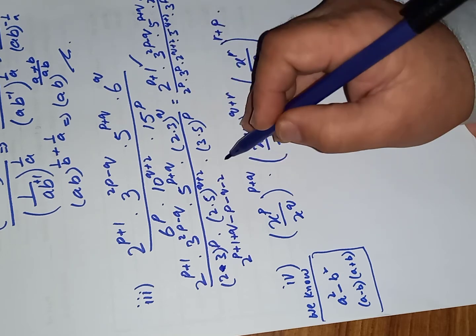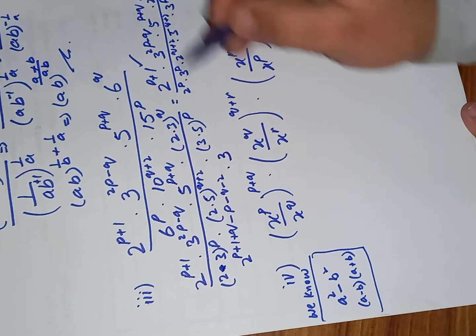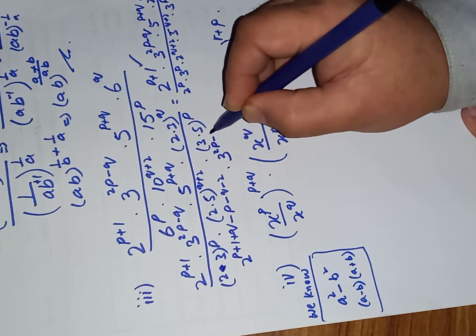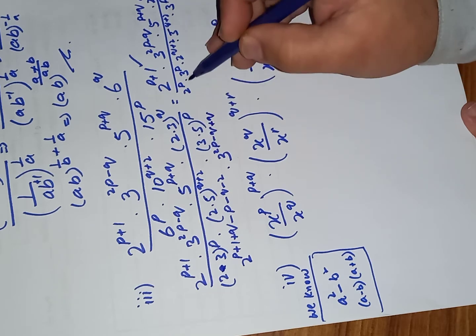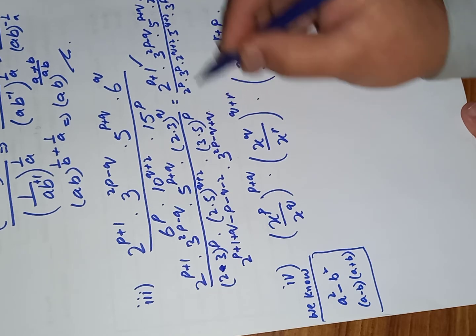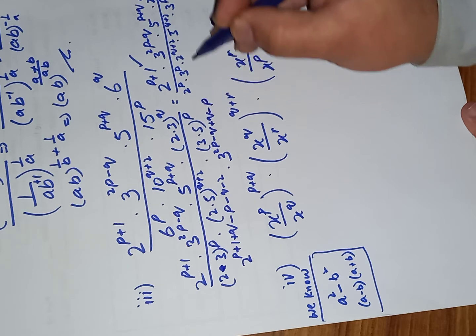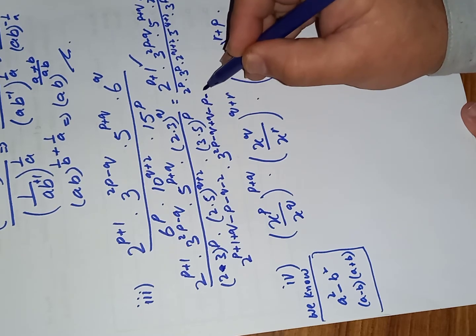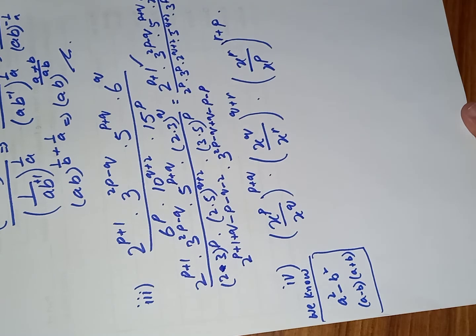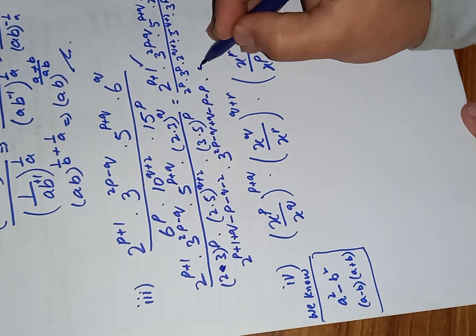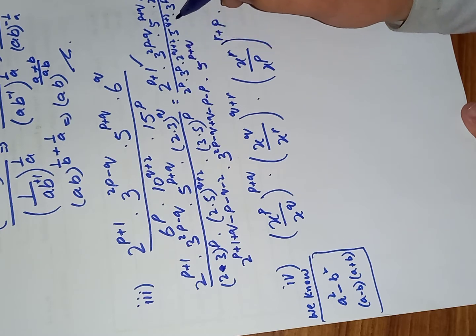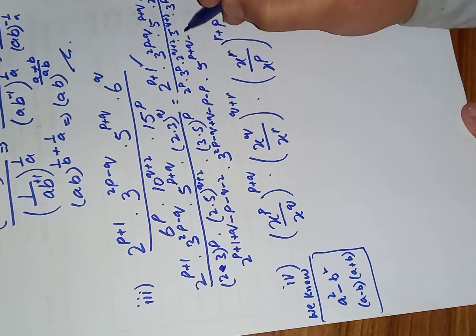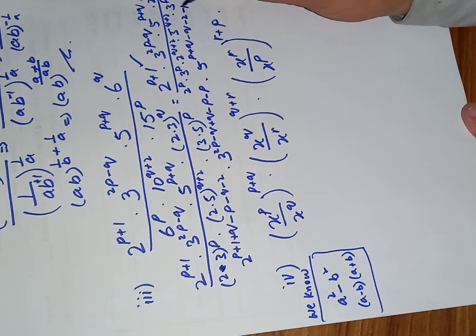Now we have 3 into 3: 3 to the power 2p minus q, then 3 to the power plus q we got, and here 3 to the power plus p, when it goes up it will become minus p, and again another minus p here. Now we have got 5: 5 to the power p plus q, and when it goes up minus q and minus 2, then we got minus p as well.